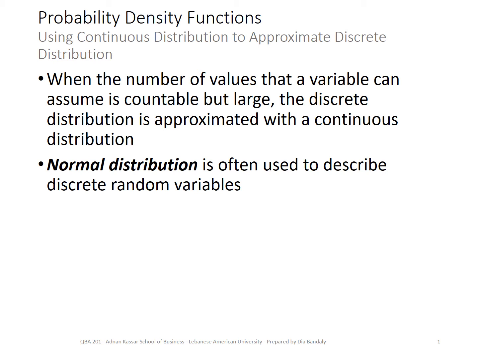And from real life examples, statisticians found out that in many of these cases, we can use the normal distribution to describe a discrete random variable. And this is good news because of the characteristics of a normal distribution, as you're going to learn next.